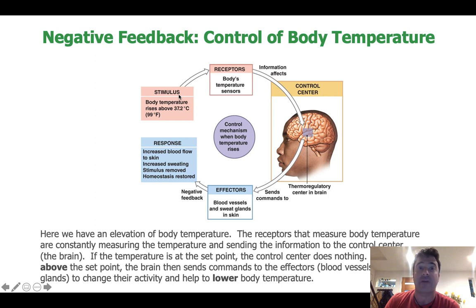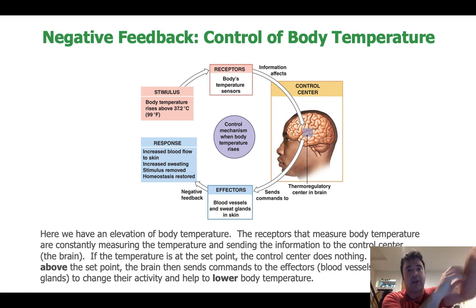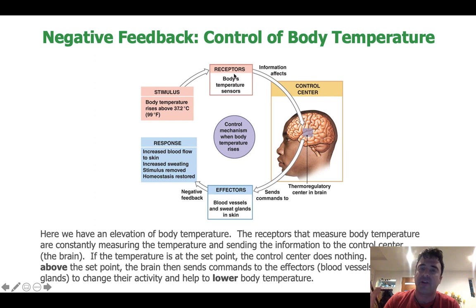All feedback pathways start with a stimulus. There has to be some kind of change. So the stimulus in this case would be body temperature rising, and you have sensors peppered all throughout your skin called thermoreceptors. They're temperature receptors, and those temperature receptors detect that change in temperature, and they transmit that information to a control center. In this case, the control center is the brain, which is part of the nervous system. And that information comes in, and the brain processes and makes sense of that change and goes, ooh, man, body temperature is increasing.